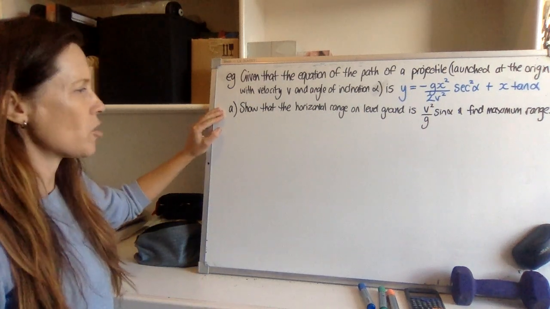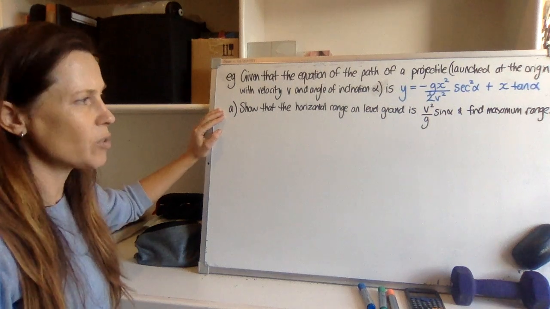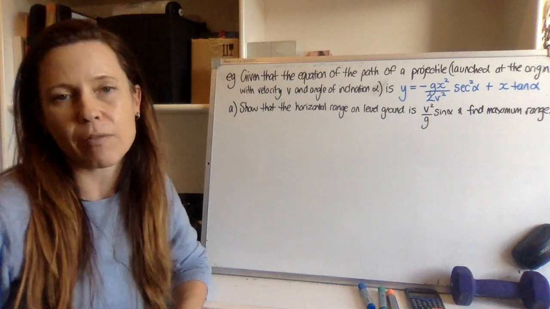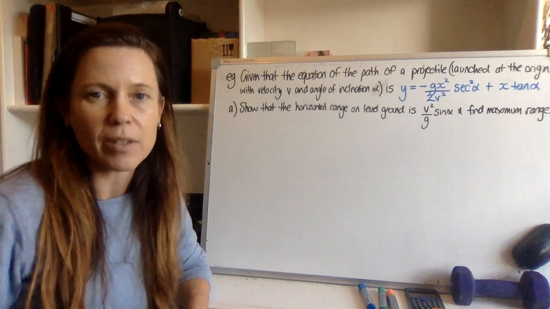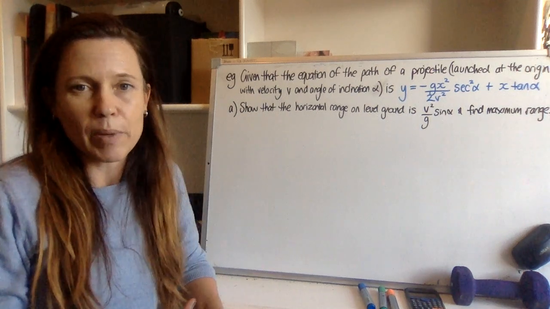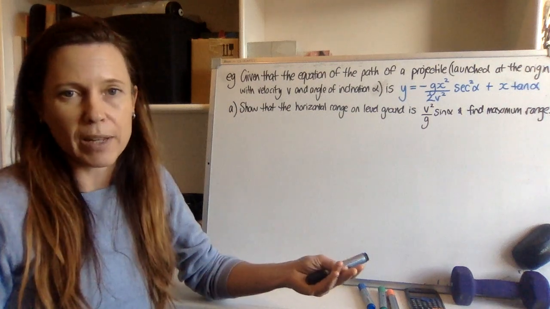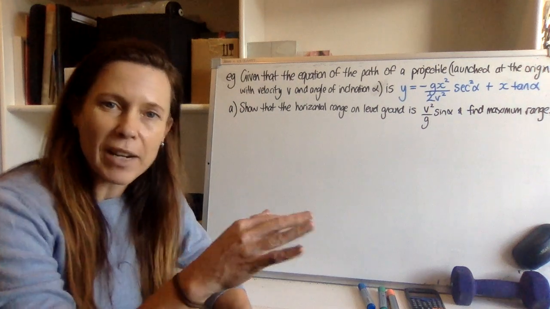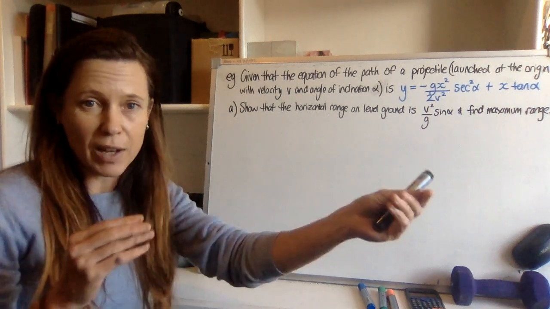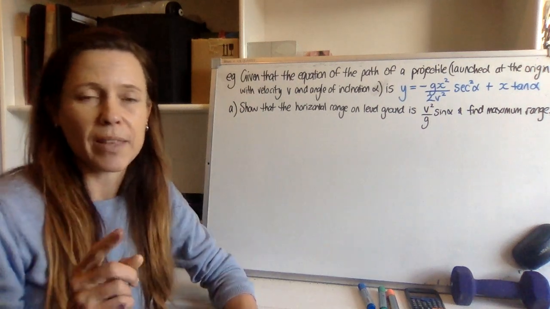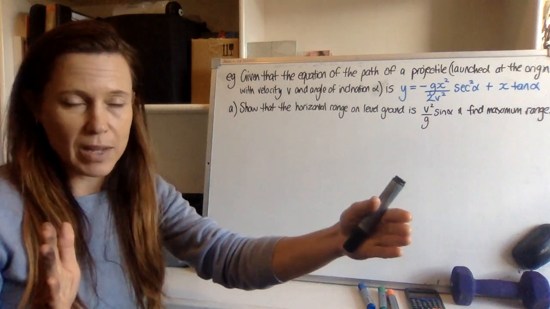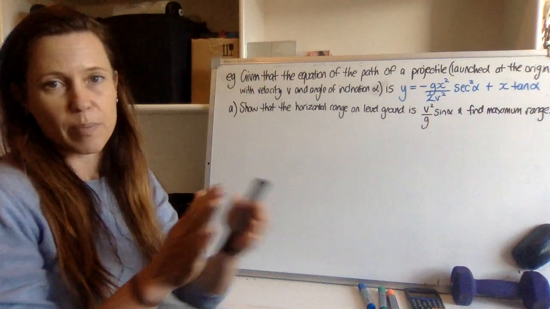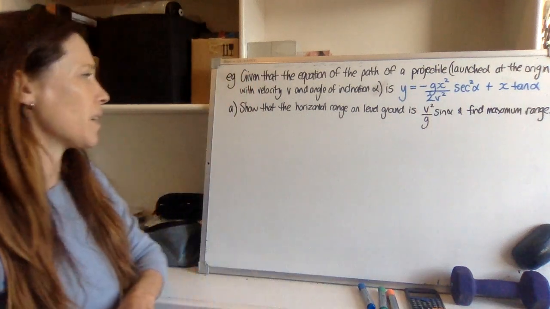Part A says we need to show that the horizontal range on level ground is this, and then find the maximum range. Now here's something confusing. When we looked at functions in year 11, we learnt that domain was what x could be and that the range was what y could be. And yet when we're talking about firing projectiles, people talk about the range of a certain weapon as being how far it can go. So in that way, we're actually looking at what x can be and how big it can get. So the maximum range is going to be the biggest extent of x.